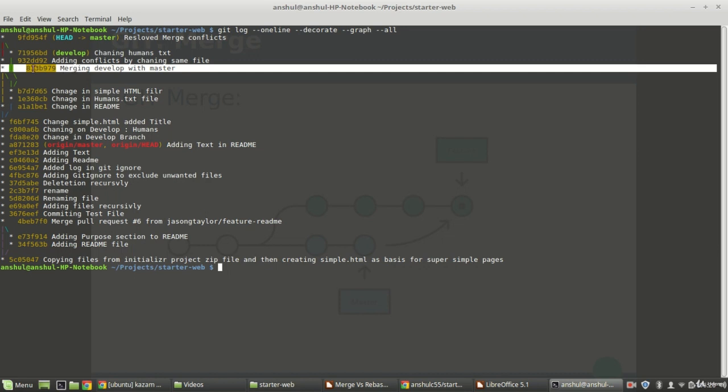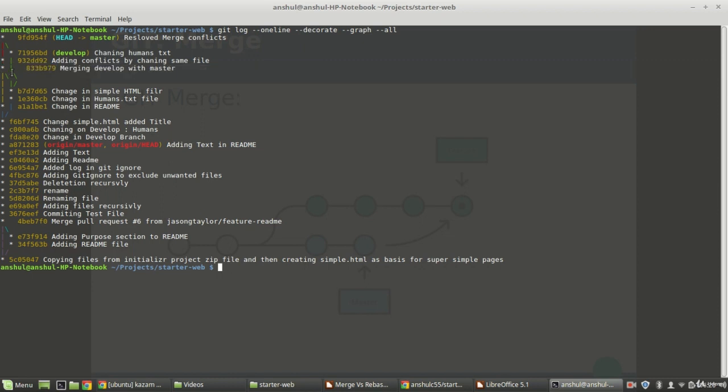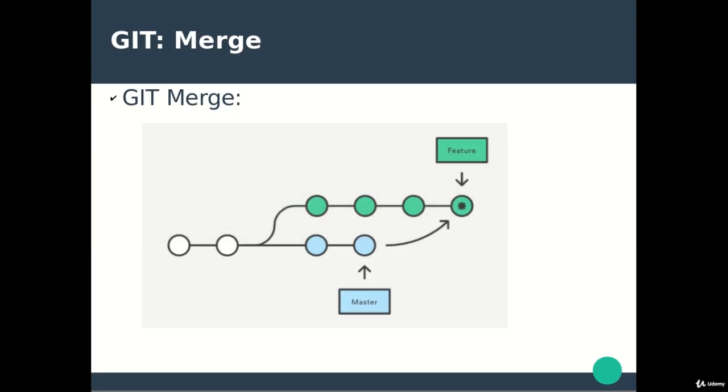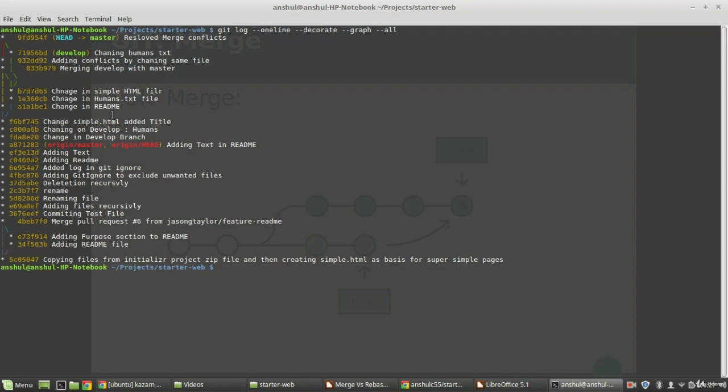And this is the point where both the branches got merged, and this is an extra commit. This is not a commit made by any user. This is just made by Git itself, right? So my branch structure will look like this, and it is looking the same. You can see over here, right?